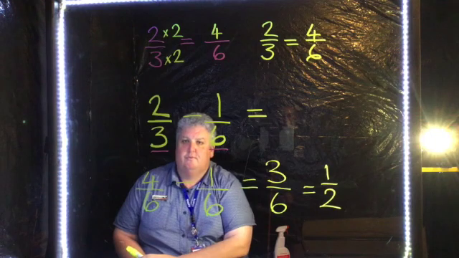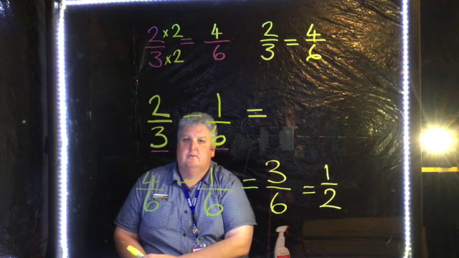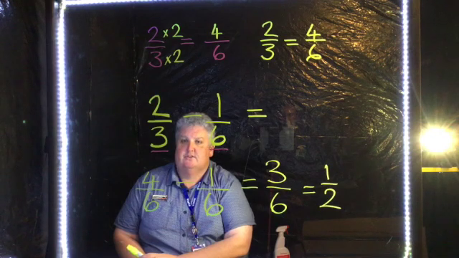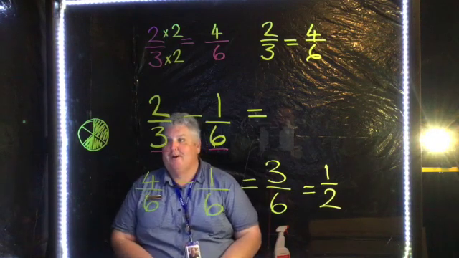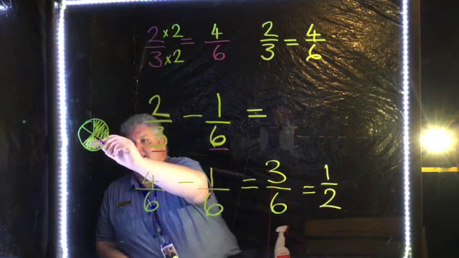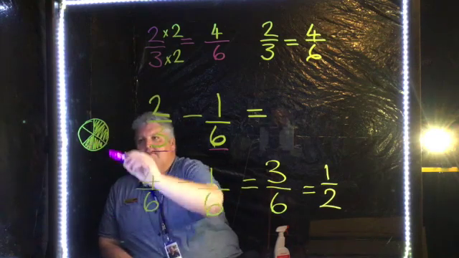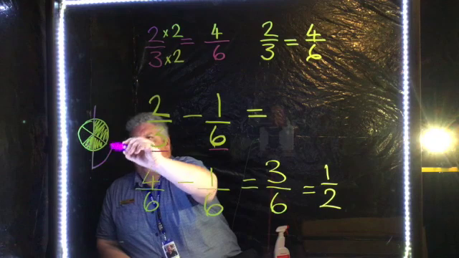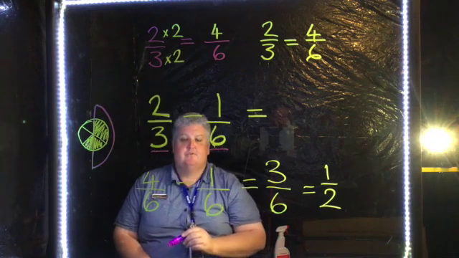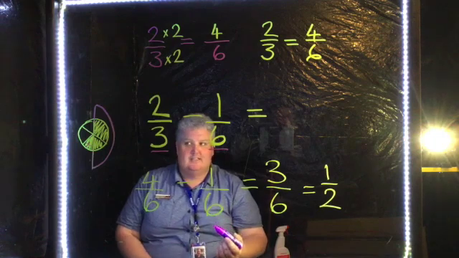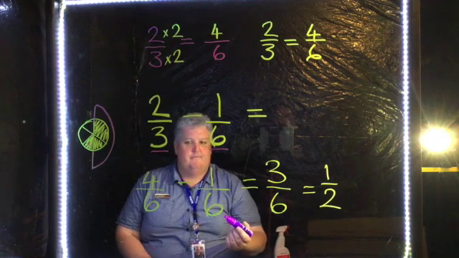I wonder if you could draw a picture of it. Why don't you stop the video now and see if you can draw a picture that shows this. As you can see, I've drawn 4/6 of a pie. If we take 1 away, we're left with a half. So 4/6 take away 1/6 equals 3/6, which is the same as a half.